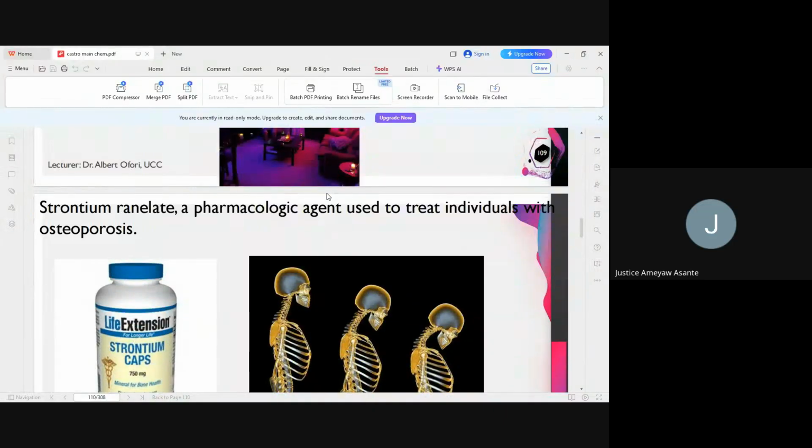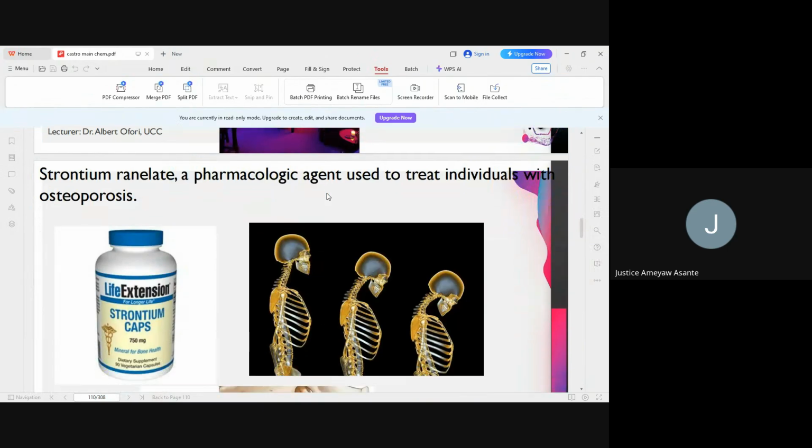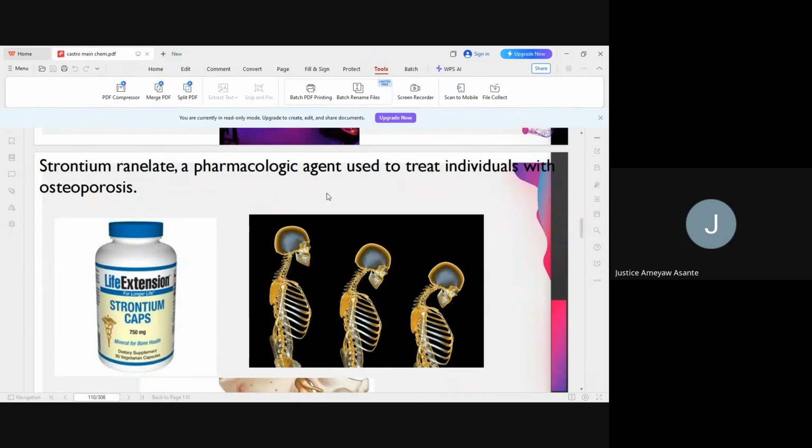It is used to treat some infections like the bone problems, osteoporosis.